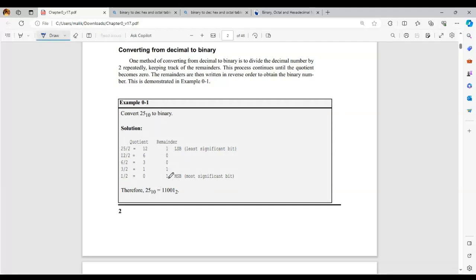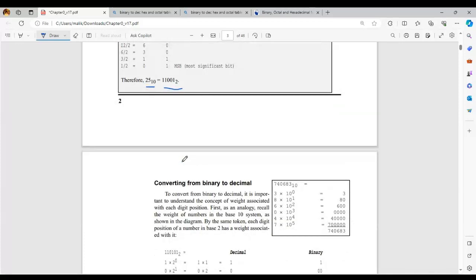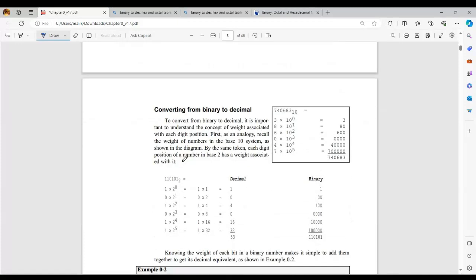We have to start from the bottom to top, and write it in this way. This one would be the most significant bit, and this is the least significant bit. In this way we can represent this decimal 25 in binary as 11001.